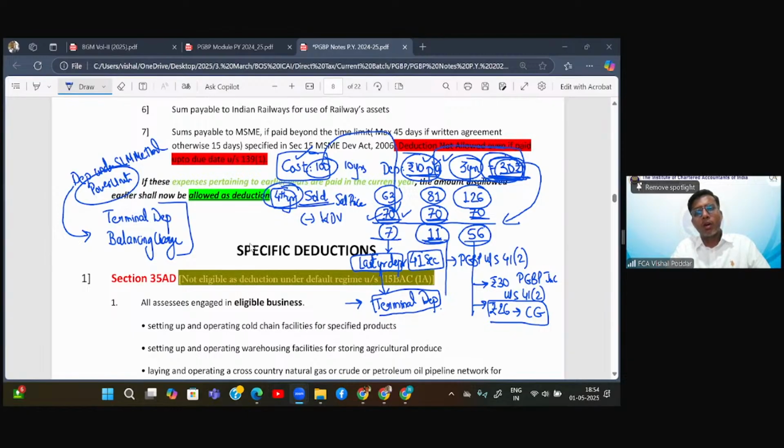But 7 is again not a loss now, but I already explained, Ishan. 7 is also your PGBP deduction. It is the deduction towards depreciation in the last year. So it is also a deduction, not a capital loss.